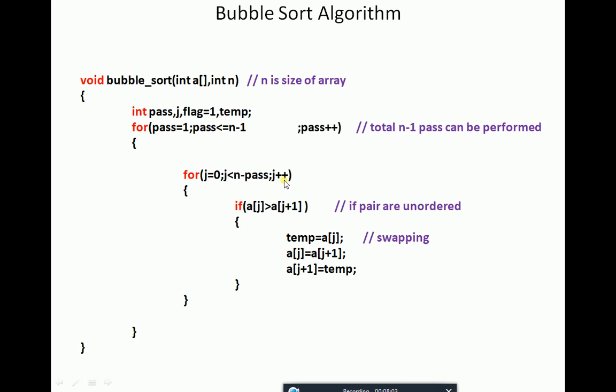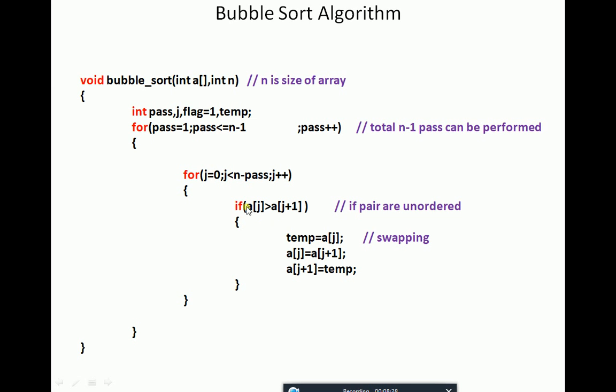Every time it is increased by 1, because as the pass grows, the number of comparisons will reduce by 1. So that's why the exit condition for this loop is n minus pass. Initially the value of the pass is 1, so it will be n minus 1, then n minus 2, then n minus 3. So the total number of comparisons will reduce by 1 after each pass.